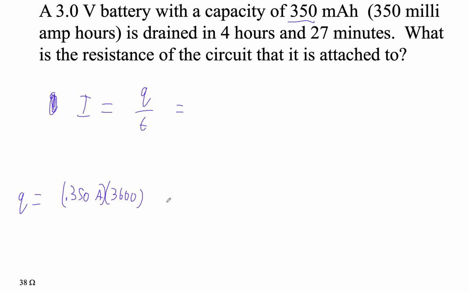So 0.35 times 3,600 is the charge that flows: 1260 coulombs, right? So that is 1260, and then divided by 4 hours and 27 minutes.